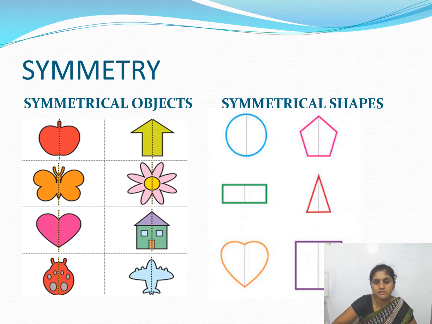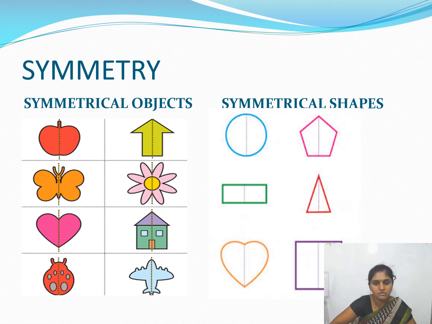This is hexagonal, rectangle, triangle, square and this is heart shape. So again we have drawn here a vertical line of symmetry. So if we cut the figure, after cutting the figure we will get two similar halves. Here also we will cut the figure, again we will get two similar things.